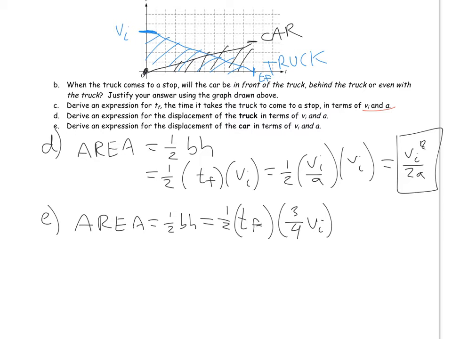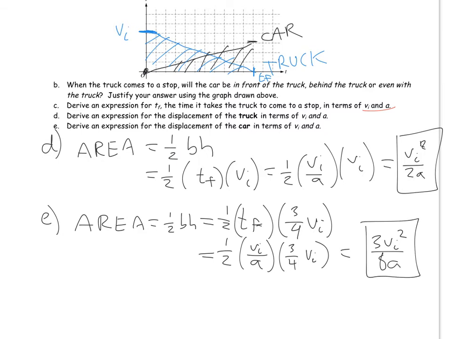Once again, I'm going to plug in that expression I have for the final time, which is vi over a, multiplied by that velocity, that height, which is 3/4 vi. And then I can go ahead here and solve, and I end up getting on top 3vi squared over 8a, or 3/8 times vi squared over a.